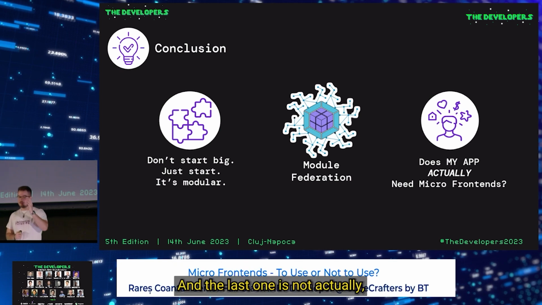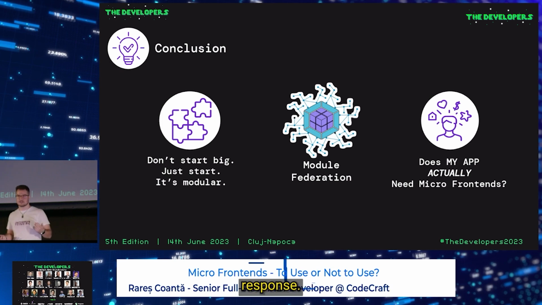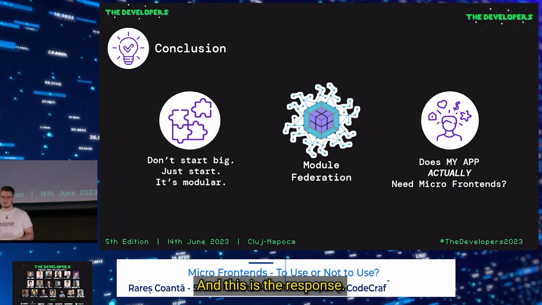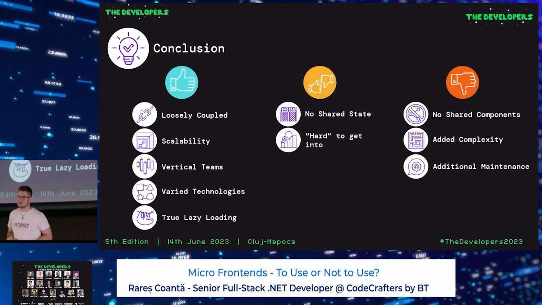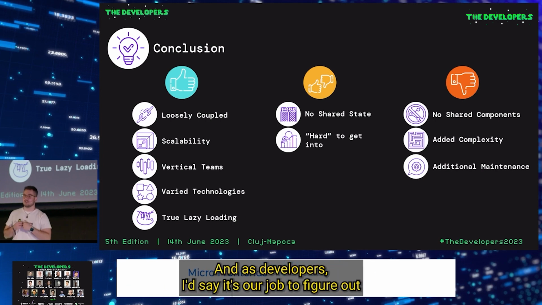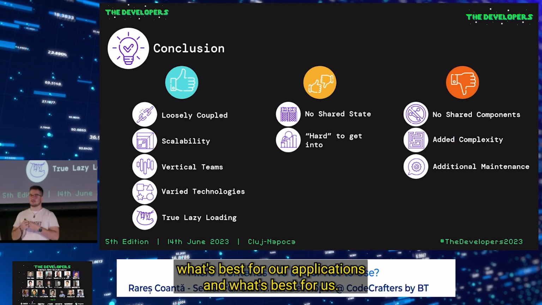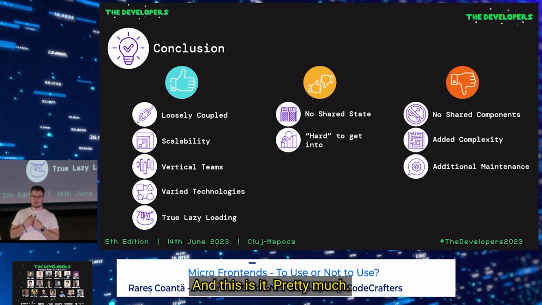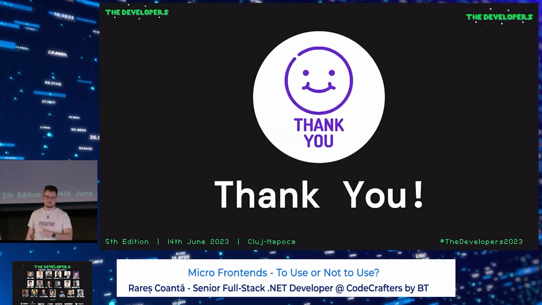And the last one is not actually a response. It's actually a question, and this is the response. We don't have a yes or no answer, or at least not easily. We have advantages, disadvantages, mixed points, and as developers, I'd say it's our job to figure out what's best for our applications and what's best for us. And this is it, pretty much. Don't forget to apply uncommon thinking, I guess, and thank you for your time.